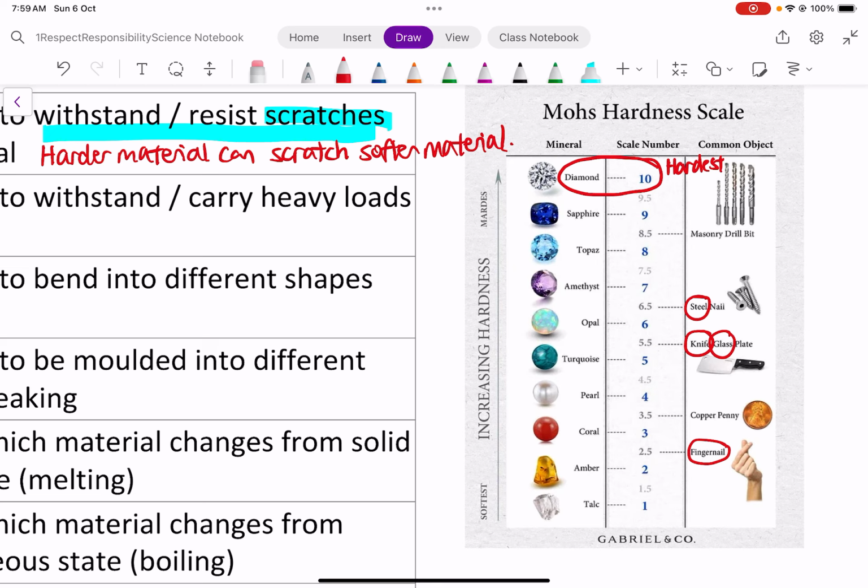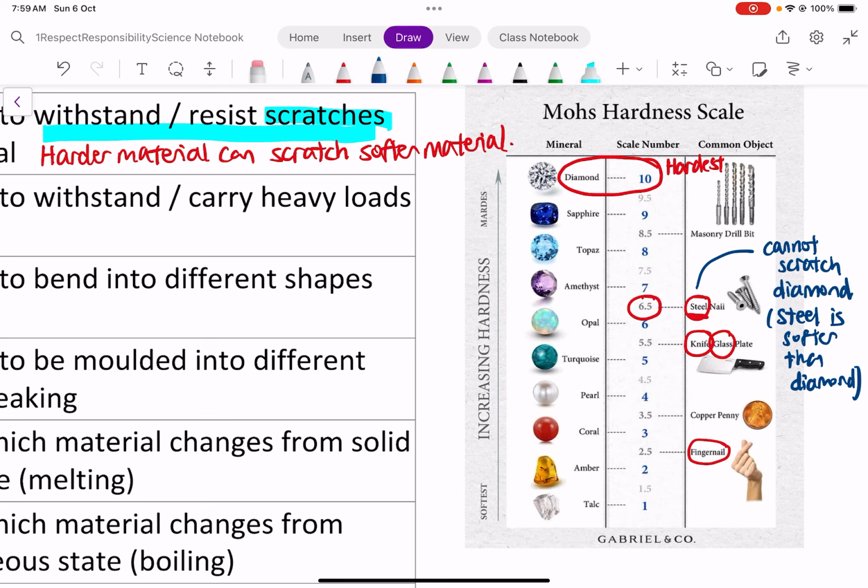On the other hand, can steel scratch diamond? So steel, the hardness is at 6.5. So you can see, compared to diamond, which has a hardness value of 10, steel has a lower hardness, meaning steel is softer than diamond. And therefore, steel cannot scratch diamond. It cannot scratch diamond because steel is softer than diamond.